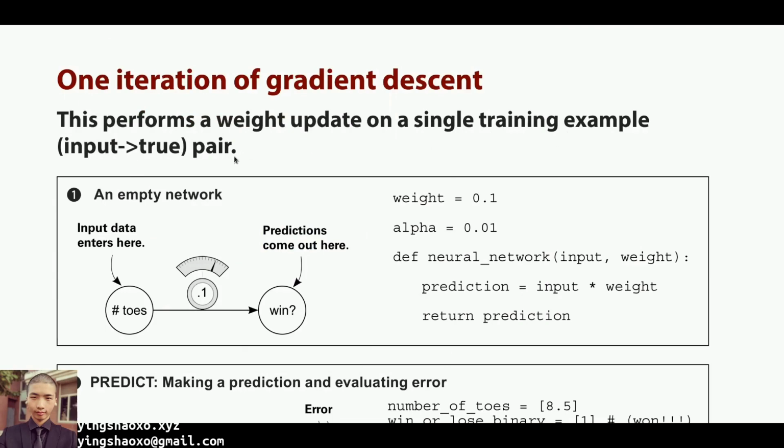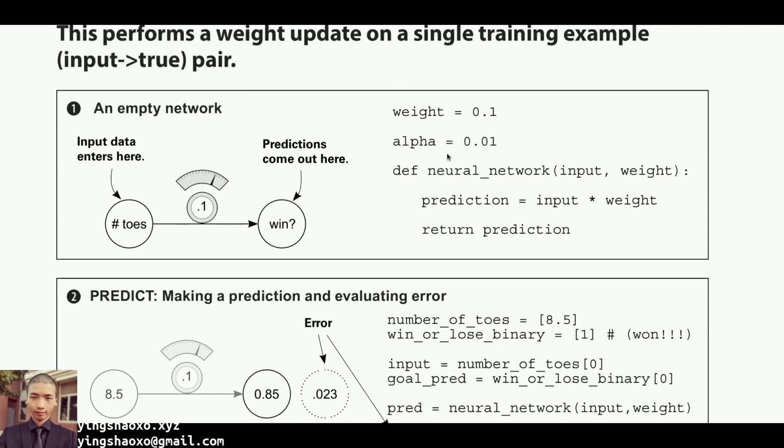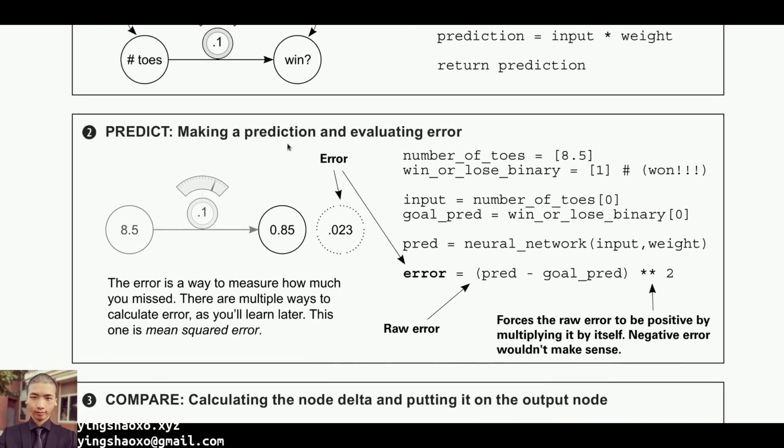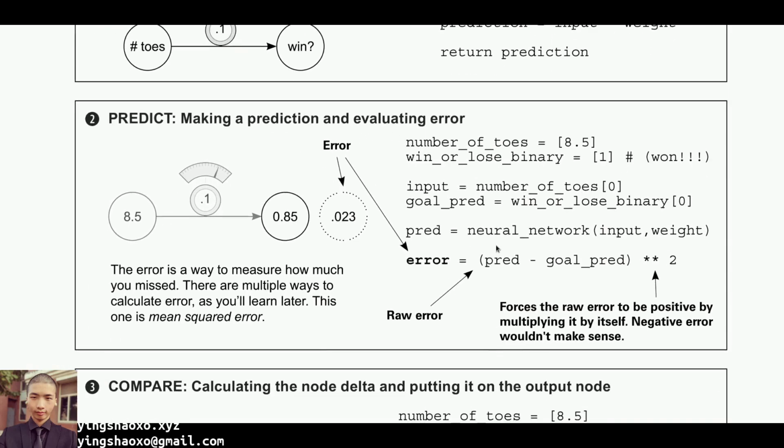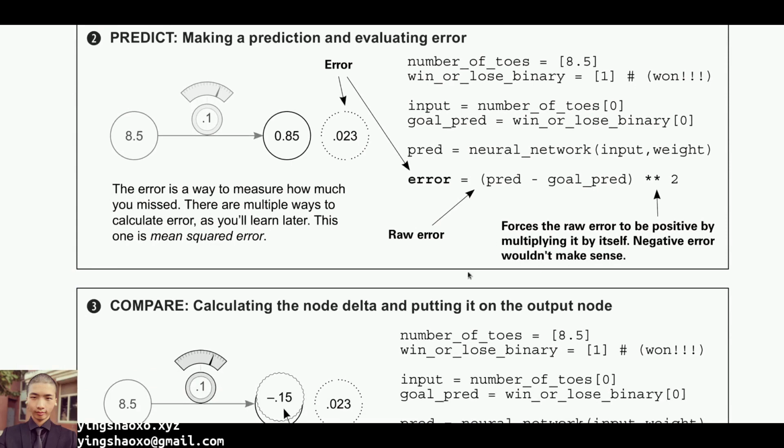Input to true pair, an empty network. The input data, the prediction data. The weight equal to 0.1. The alpha equal to 0.01. So we don't have to define the learning rate anymore. We define the neural network, the input and the weight. Prediction equal to that. Making a prediction and evaluating error. Yes, it's still the same as we have seen before.